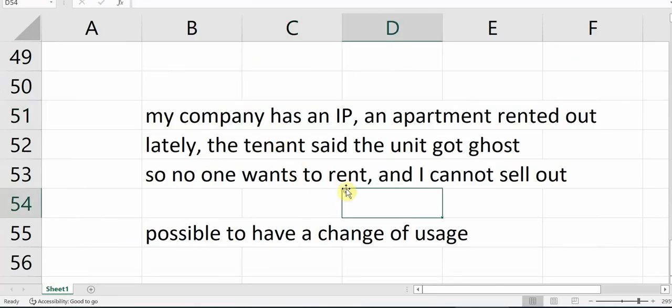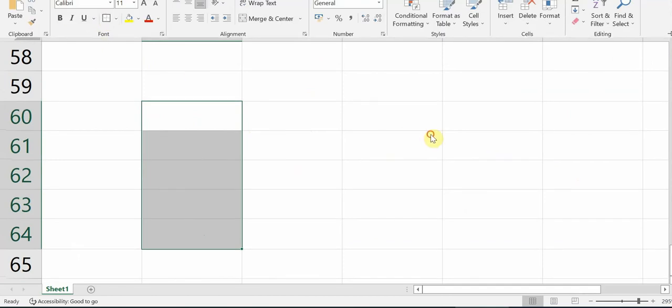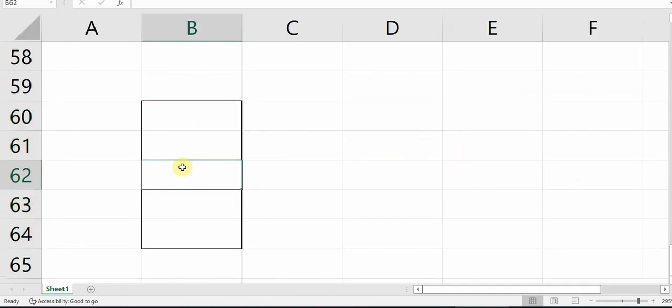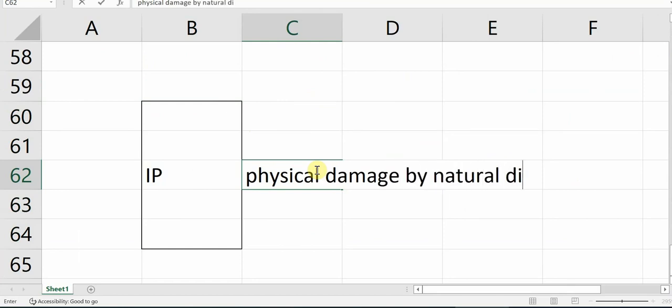Alright, let me share screen here first. Now look at this building. I have this building as my investment property. Then it has physical damage by natural disaster. Maybe there was an earthquake, maybe a very serious flood, then a lot of cracks here and there. We ask the property expert to come and see. The expert says this building is very dangerous already, cannot stay. Confirmed, cannot stay, so dangerous already. So what do I do with this? Cannot stay, cannot rent out, cannot sell. So any suggestion here? What should I do with this thing?